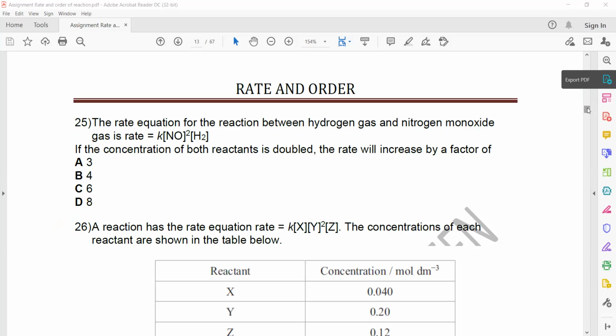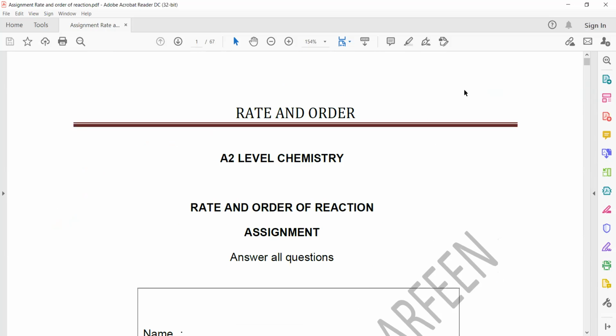So this was an exercise related to rate and order. Today we discussed MCQs. Tomorrow we'll do structured questions related to this topic. Any question related to the class?